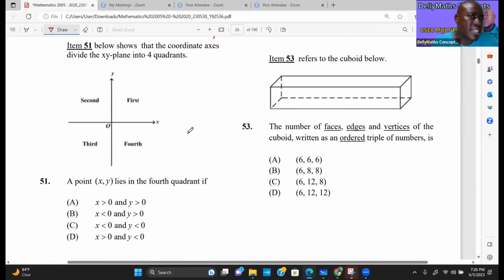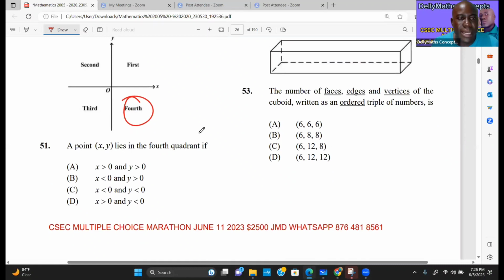Let's go. Question 51 shows the coordinate axes dividing the x-y plane into 4 quadrants. We're saying a point (x, y) lies in the 4th quadrant. It lies down here. What is going on for it? Guys, I want you to understand. This is your number line, and I'm going to show you. Over here, this is positive x. Over here is negative x. Over here, y is positive. Down here, y is negative.